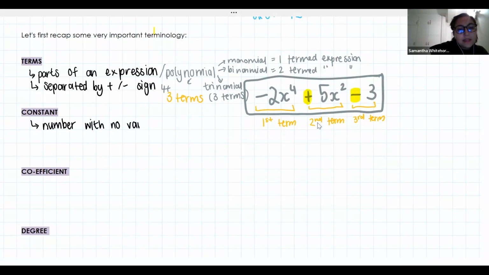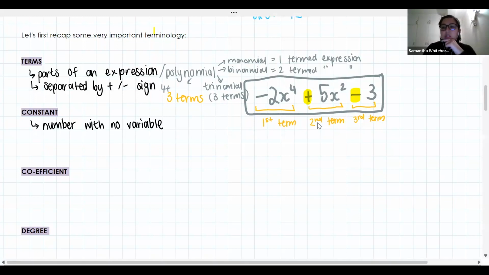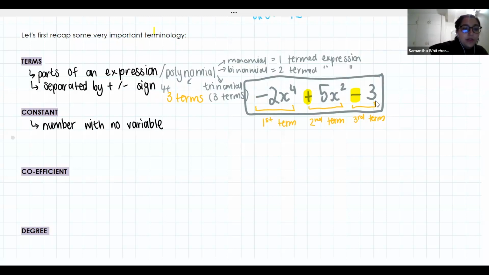Now, the reason it's then called a constant is basically for this reason. If a number has a variable next to it, it means that it can still be multiplied by whatever that variable is. If the number has no variable, it means that we can't change it. We can't times it by anything because there's no variable there. It remains the same. It remains constant. So constant is a number with no variable.